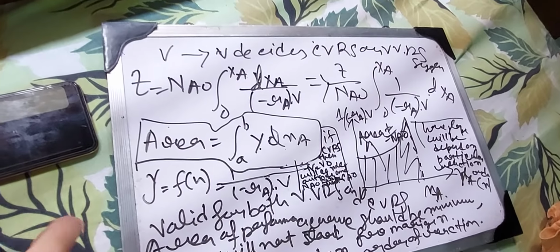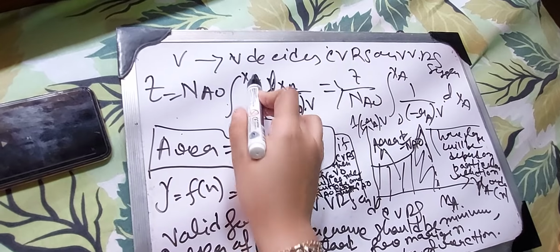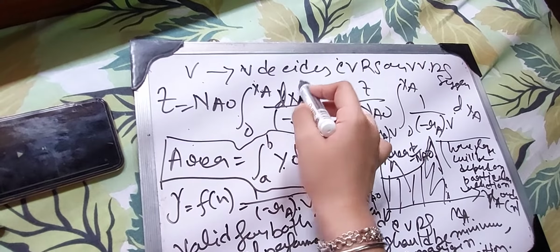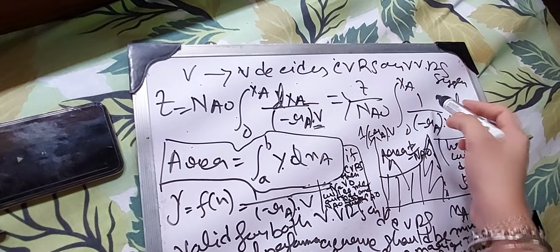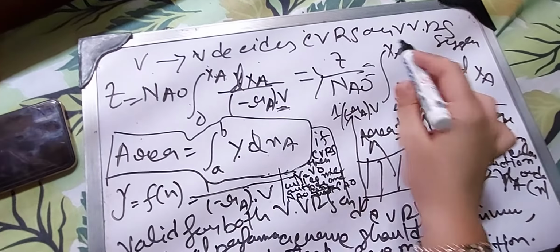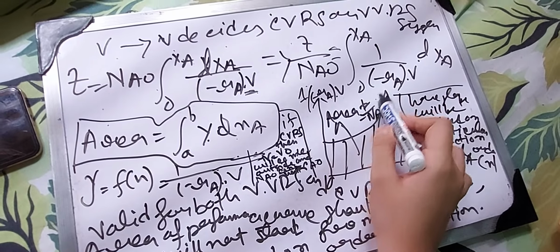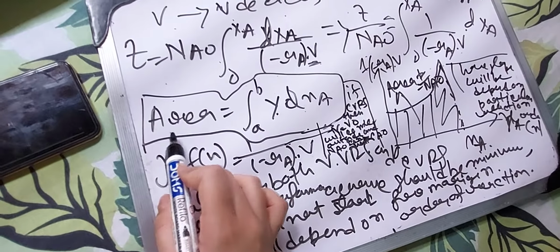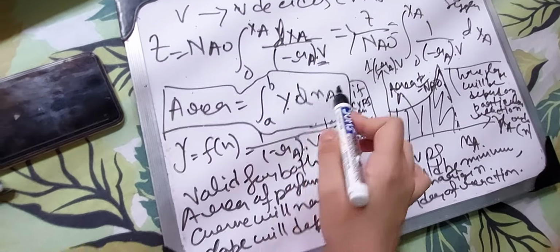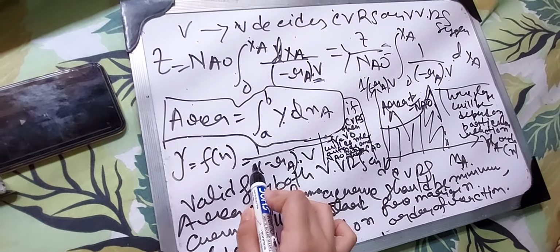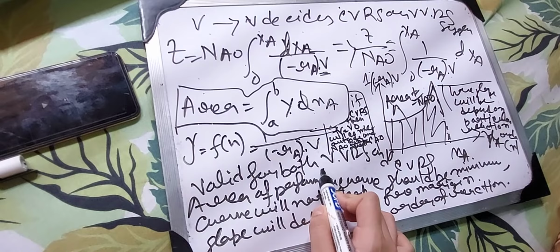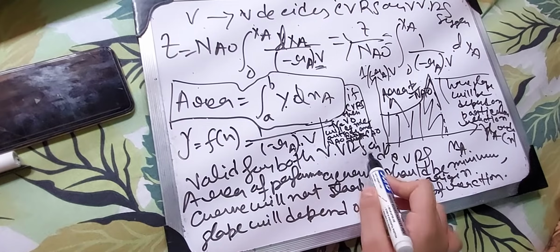So here this is the formula: t equals NA naught integral from 0 to XA of dXA divided by minus rA into V. Here this V term we decide whether it is the CVRS or the VVRS system. So the formula is t by NA naught equals integral from 0 to XA of 1 by minus rA into V into dXA. So what is the area? Area equals integral from A to B of y into dXA, where y is a function of x, equal to 1 by minus rA into V. This is valid for VVRS and also CVRS systems.